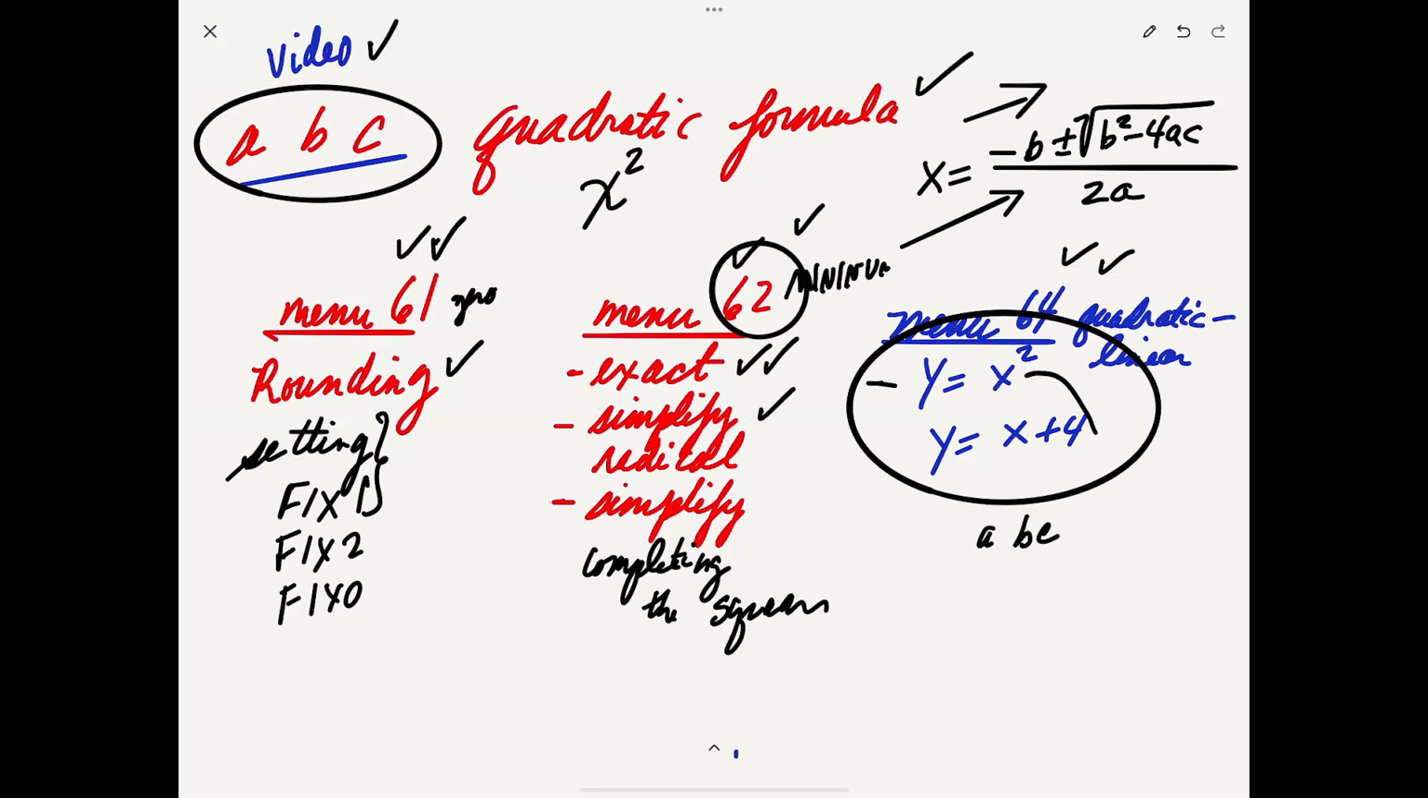So you should go through with me, and you should be going, oh, menu 61, menu 62, menu 64, because those are the questions that I'm going to ask. Which menu should I be using? 61, 62, 64? And if you're really with me and understand what I'm doing, you should be able to tell me what menu I'm doing.